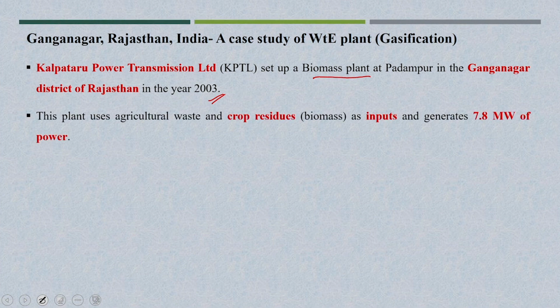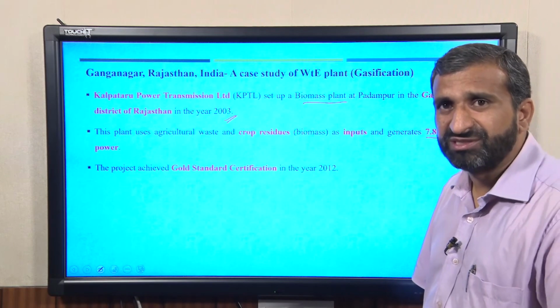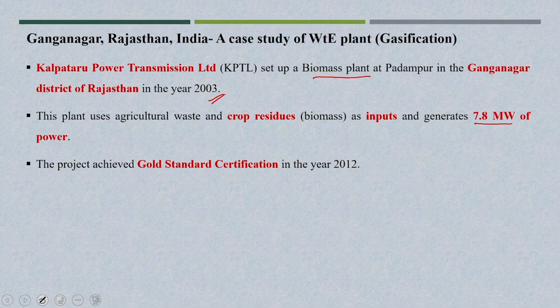The plant uses agriculture waste and crop residue as input and generates 7.8 megawatt of power. Okay. So, I think we still do not have this for MSW, but for agriculture residue it is highly beneficial because of the homogeneous nature and high organic nature of the waste.